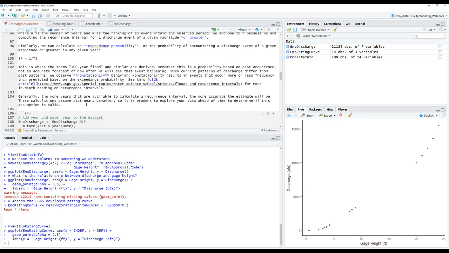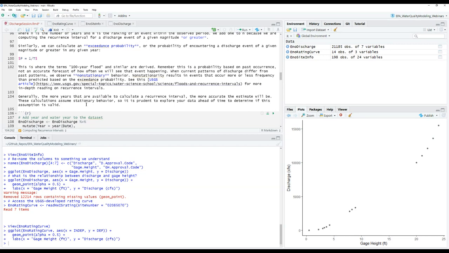So we could have development occurring in a watershed. We could have flow diversions. We could have climate change. So all sorts of things could be impacting our assumptions about stationarity. So it's always important to think about those assumptions and evaluate whether they're actually valid in the system that we're studying. So just something to keep in mind, we will move forward with calculating recurrence interval.